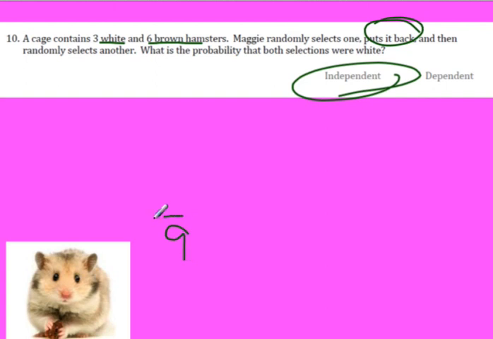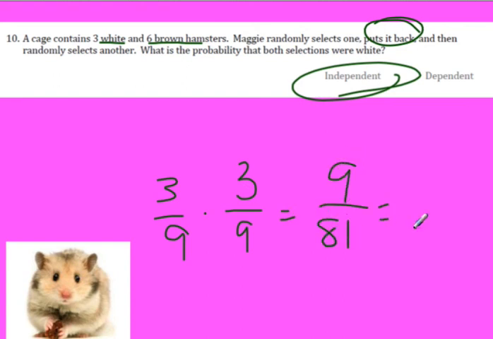Okay? Then only 3 of them are white. So she's going to reach in, see that it's a white one. Okay, now I'm going to put it back. So there's still 9 in there, and there's still 3 white hamsters. So 3 times 3 is 9, and 9 times 9 is 81. 9 divided by 81 is 0.111.